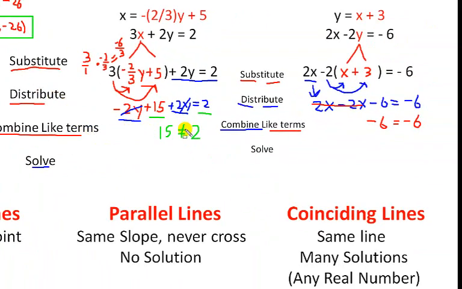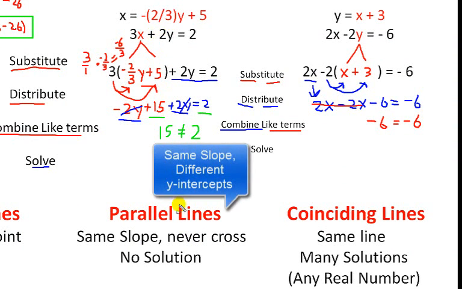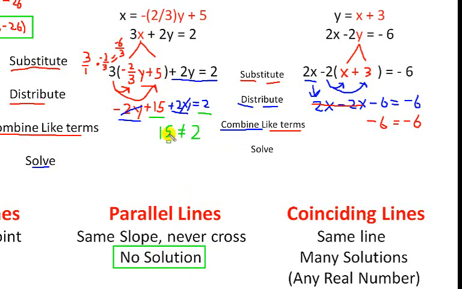Okay, our second outcome is if we used our substitution and we got that two numbers were not equal to each other. That means that we have parallel lines. That means that these two equations have the same slope. They will never cross, so there is no solution. No solution. So if you get two numbers that don't equal each other, that means your lines are parallel. There's no solution.